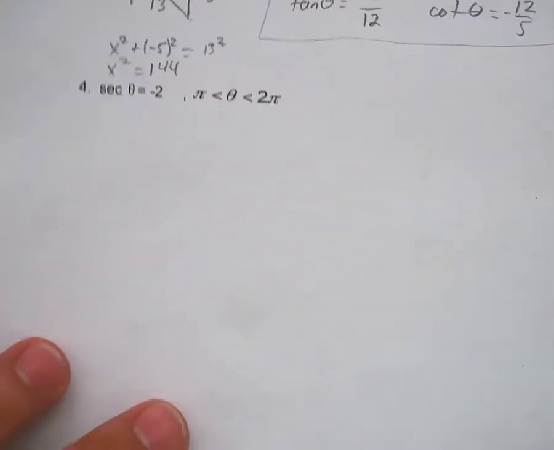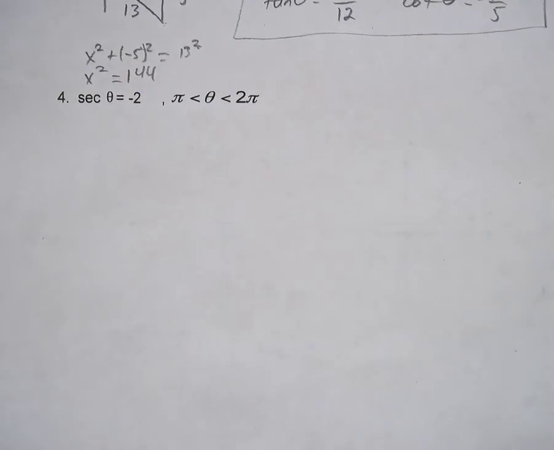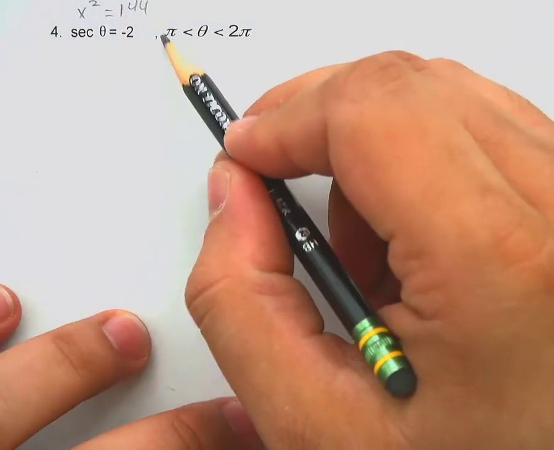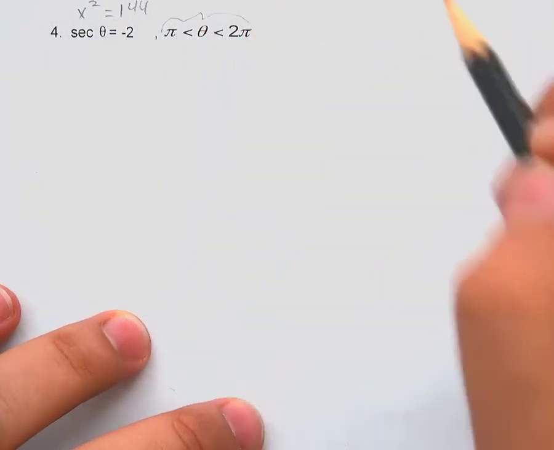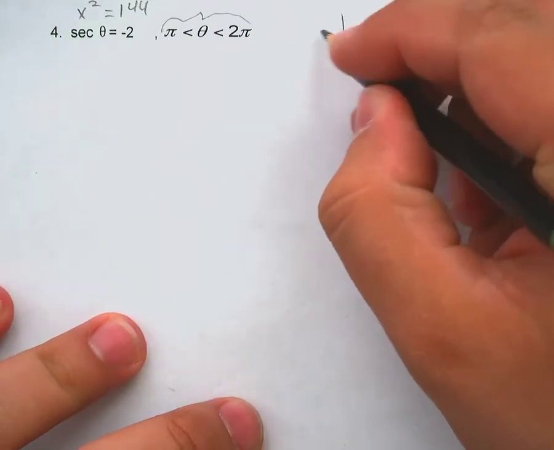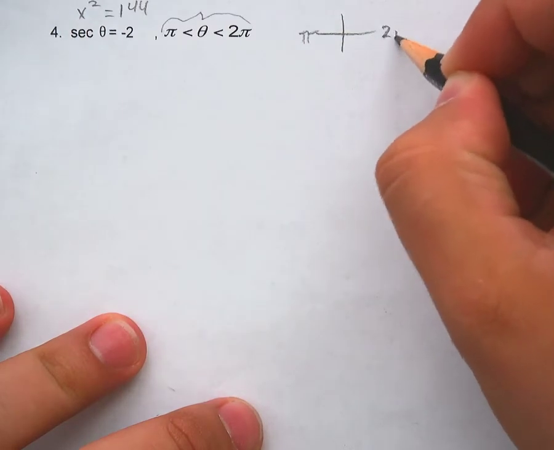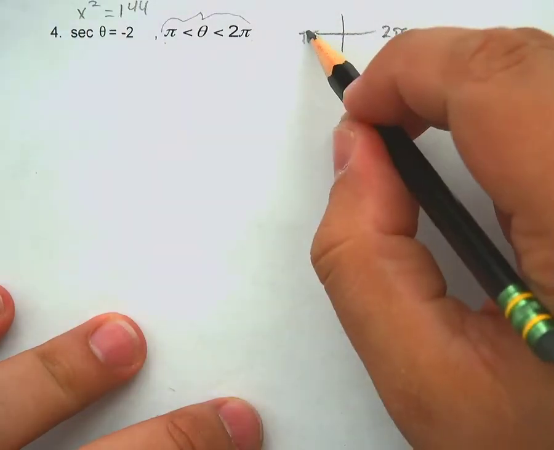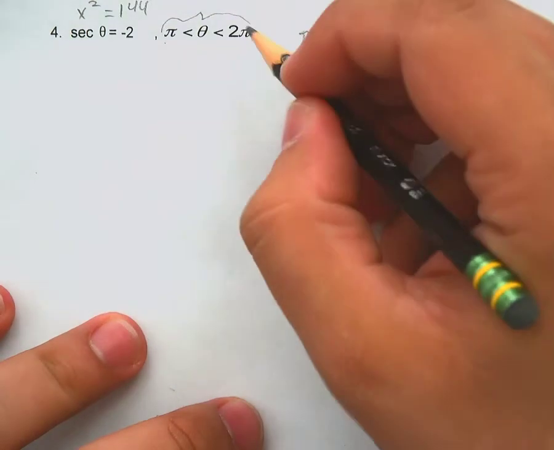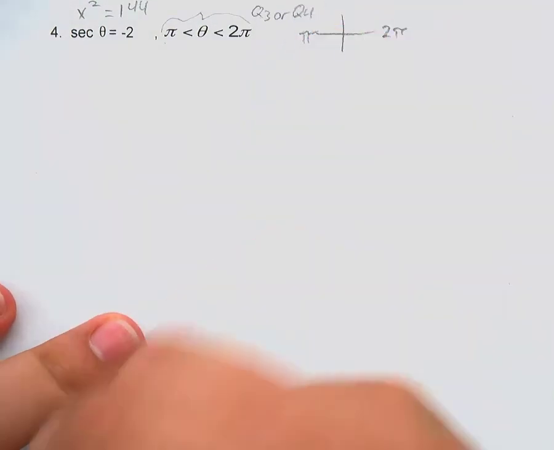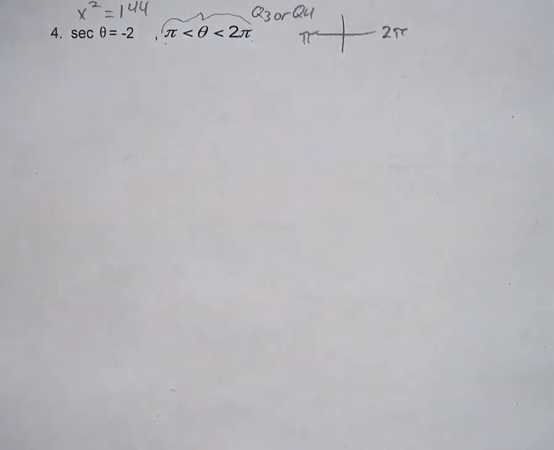Finally here, secant of theta is negative 2. And then it gives you a bunch of mess over here with pi and 2 pi. Here's pi, here's 2 pi. Think about your quadrants. If you're between pi and 2 pi, that means you're either in quadrant 3 or quadrant 4. Right? Quadrant 3 or quadrant 4.